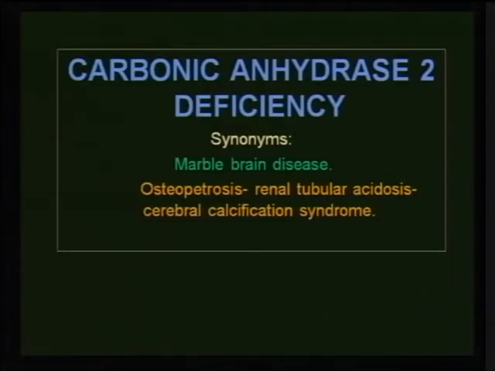We can differentiate that the bone density is not the whole bone, especially the longitudinal bones. It is the end of the bones which is having this sclerosis and associated with calcification in the brain. So the other name for it is also marble brain disease or carbonic anhydrase 2 deficiency, and we can differentiate that. It is also associated with renal tubular acidosis.